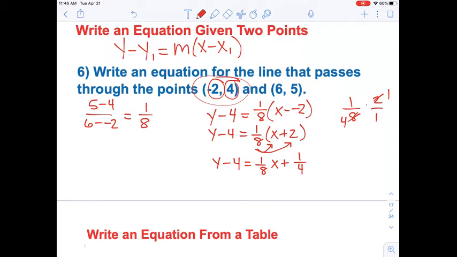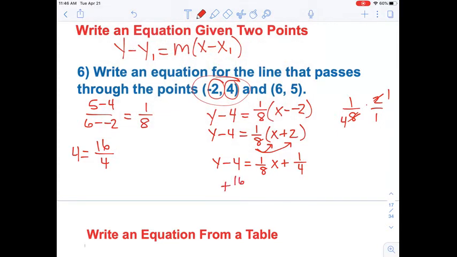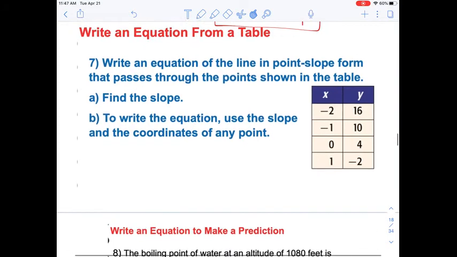And now I need to add 4 to both sides. But when I'm adding fractions, they have to have common denominators. So I'm going to change this 4 to have a denominator of 4. So it's going to need to be 16 over 4, because 16 over 4 is 4. So I'm going to add 16/4 to both sides. Now they have common denominators, so I can add them. So I get y equals 1/8 x plus 17/4. And there is my equation.